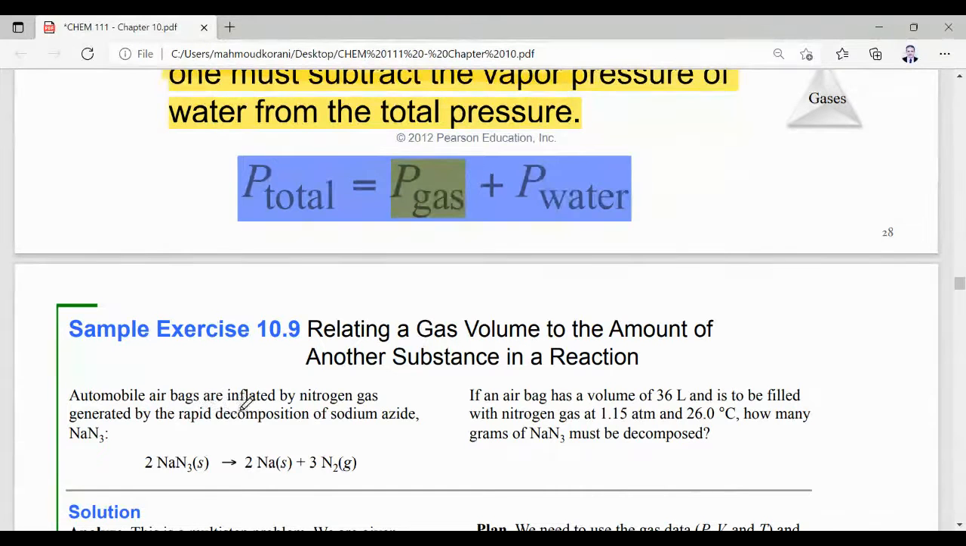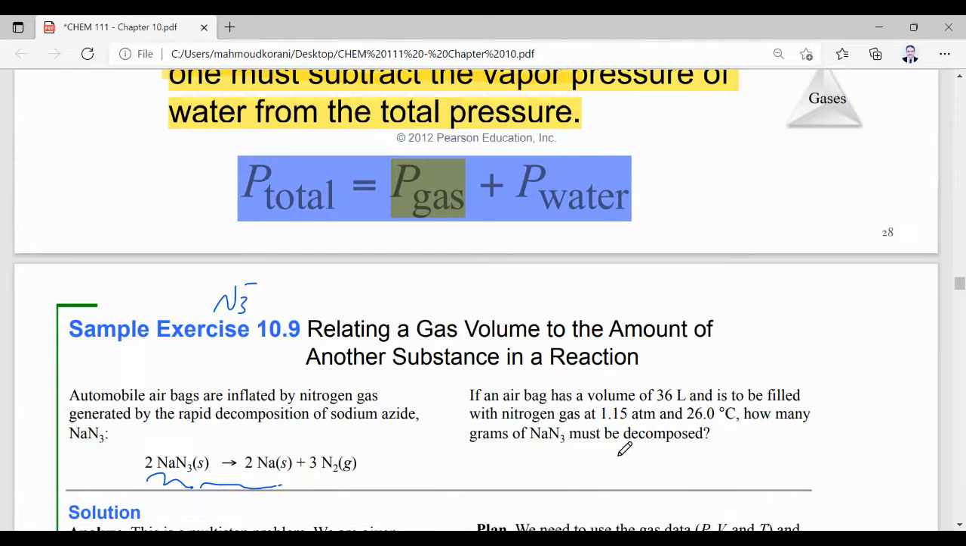Automobile airbags are inflated by nitrogen gas. They are filled with nitrogen gas by the rapid decomposition of sodium azide. This is sodium azide. This group is the azide group, N3, with a charge of minus 1. It's an anion, called azide. This is a balanced equation. One of the products is nitrogen gas.